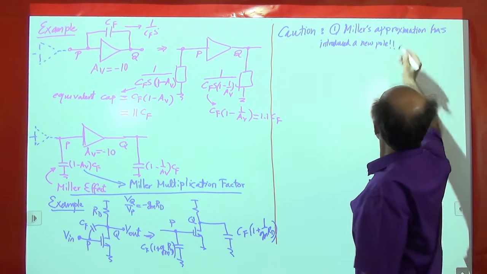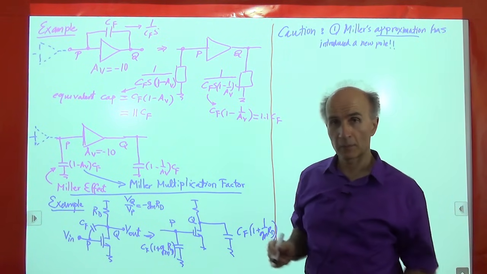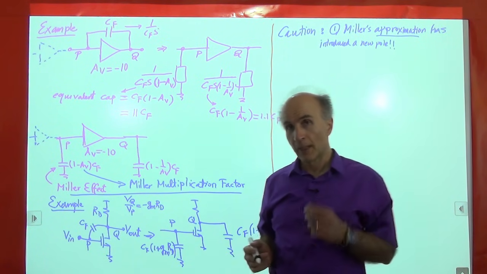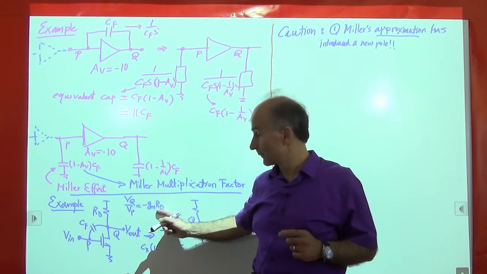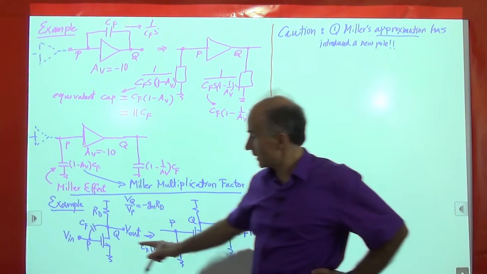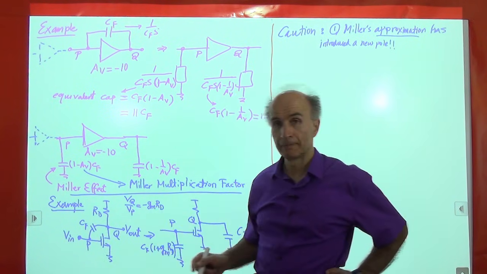Now, why did I call this approximation? What approximation did we make? Did we make an approximation so far? Well, yes. Right here, I made an approximation, but I didn't tell you. I said that the gain, VQ over VP, is minus GMRD.